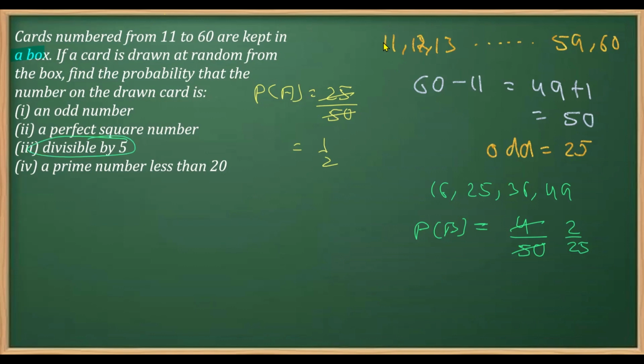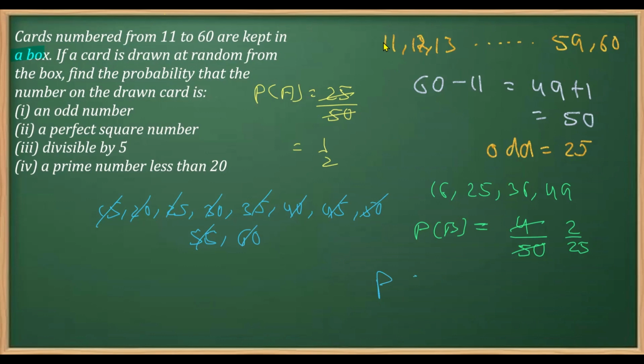Now we have to get the numbers which are divisible by 5. Since 10 is not considered, be careful here. The first multiple after 11 is 15, right? Then 20, 25, 30, 35, 40, 45, 50, 55, and then 60 also, because 60 is included. So you can count 1, 2, 3, 4, 5, 6, 7, 8, 9, 10.